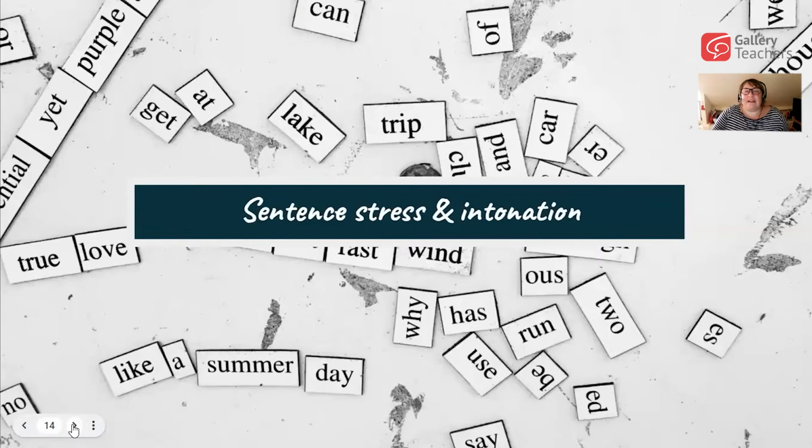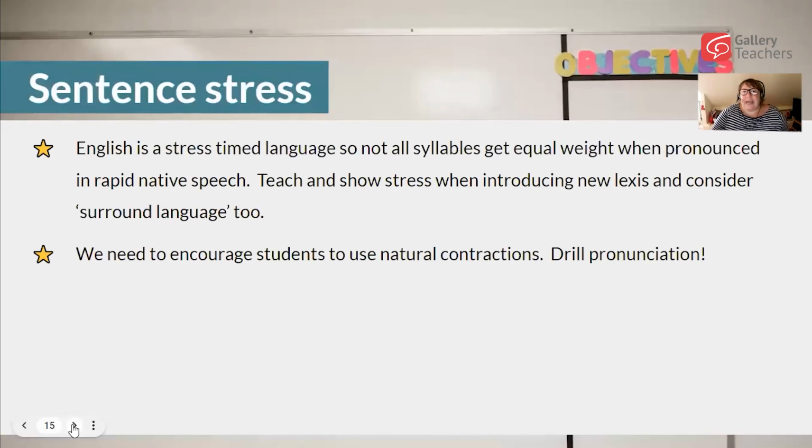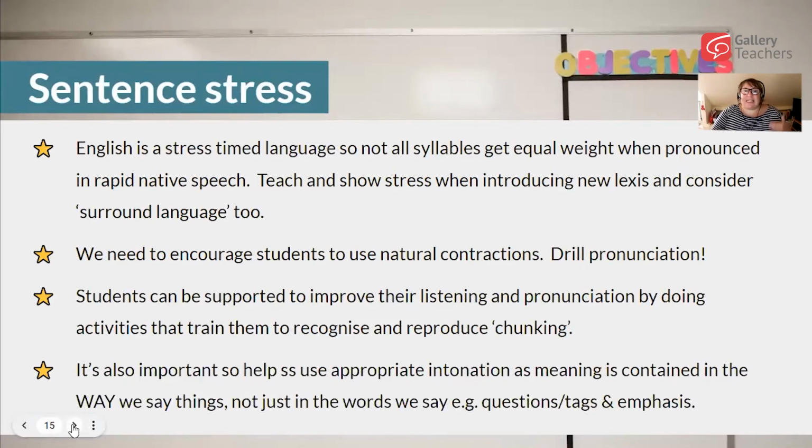Okay, so moving away from word stress and thinking more about sentence stress and intonation as well. So in the UK, most people who speak English use it as a stress-timed language. So that means that not every syllable has equal weight. So that's different from other languages, maybe like Spanish or Portuguese, where what you see is what you say, and each syllable gets equal weight. In the UK, we don't work like that. Some syllables are extended and some syllables are squashed. So we need to help students to hear and to see that when we're teaching.